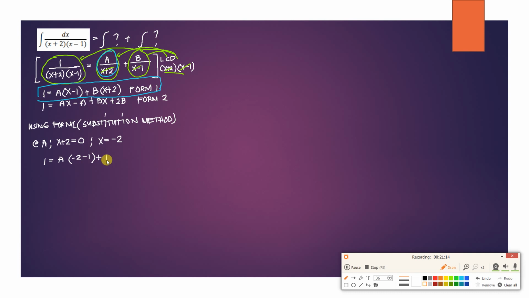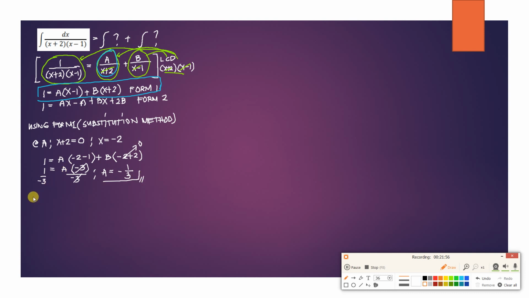Plus b, okay, x is negative 2, plus 2. So, we have 1 equals a, negative 2 minus 1 is negative 3, negative 2 plus 2 is 0, times b is 0. So, walang b. Therefore, we are arriving at a, pwede na sagutin si a, divided by negative 3, negative 3, cancel. So, we have a equals to negative 1/3. Okay, may a na tayo. Madali lang naman isolve.